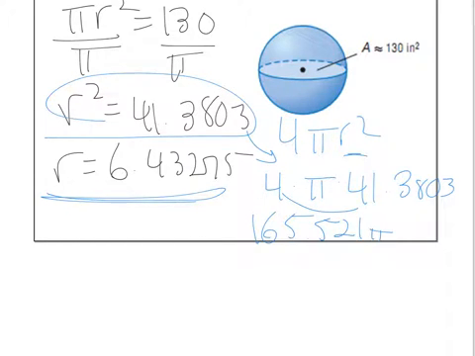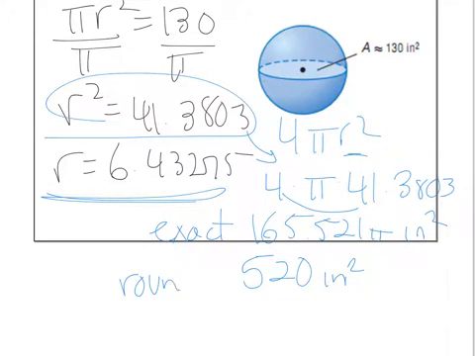So if I multiply these two together, I get 165.521 pi. So multiply that times pi. You know, this we consider to be your exact. And when I multiply it, I get 520 inches squared. I should label that up here too. So this is your rounded. So 520. Wow, it actually worked out that way.